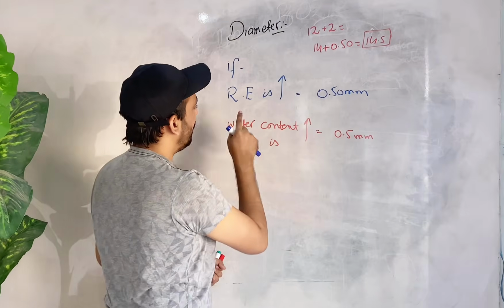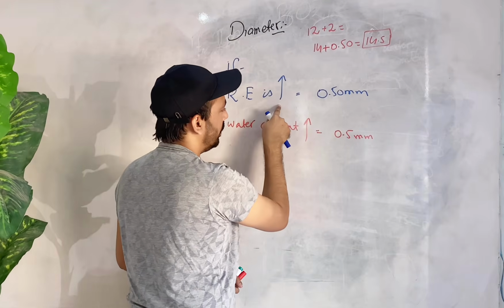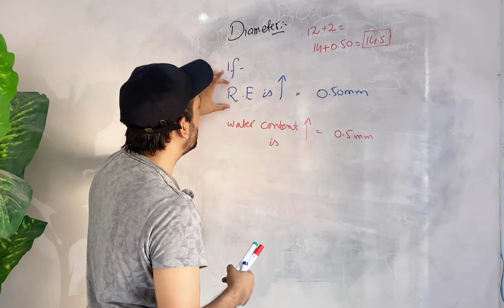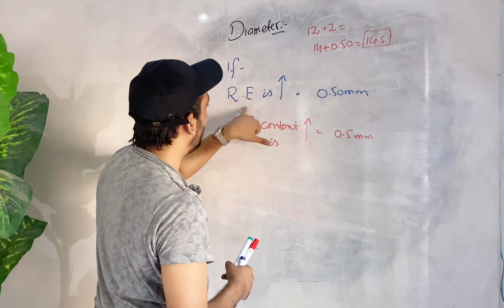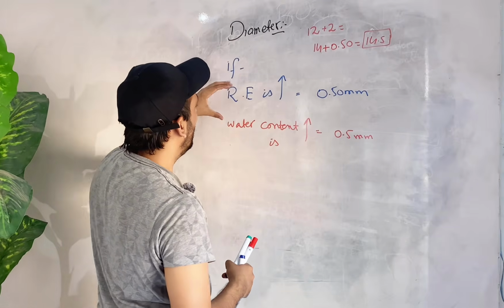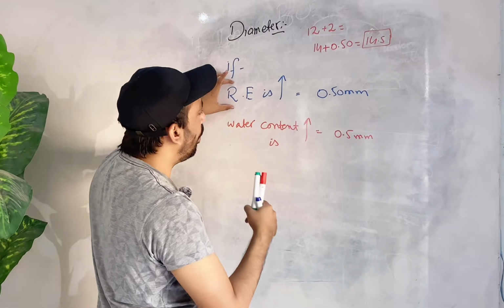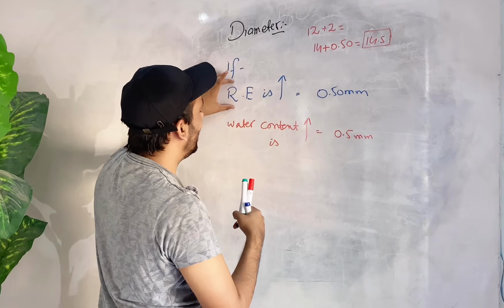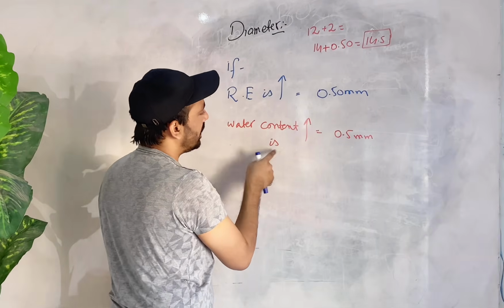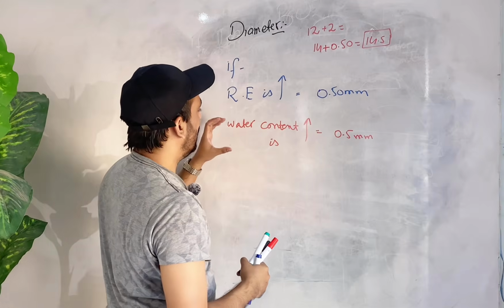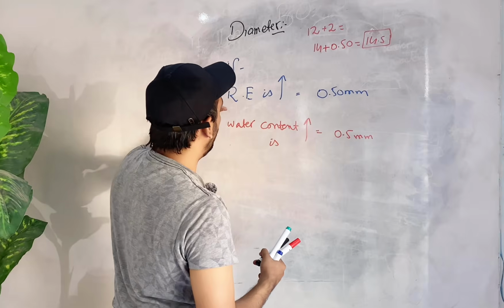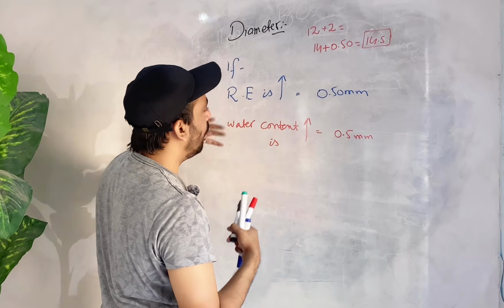Remember, if the refractive error is high, it means the lens carries more weight. Because high refractive error means the thickness will be increased, and when the thickness increases, the lens will carry more weight, right? The same is true with the water content. If the water content is high, then the contact lens carries more weight. So in both cases, the contact lens is getting more weight.